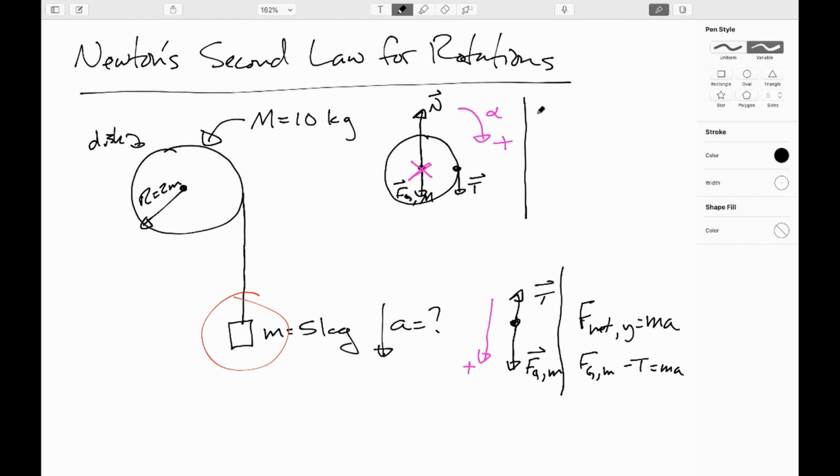Here, like I was alluding to before, looking at the net forces in y, we know it's going to add up to 0, but it's not going to be very useful for us unless we want to find the normal force from the pin, but we don't really need to here. So we'll say sum of torques equals I alpha.